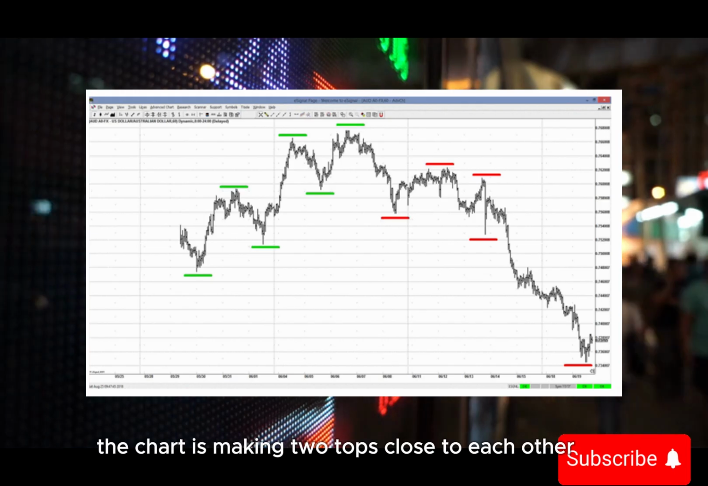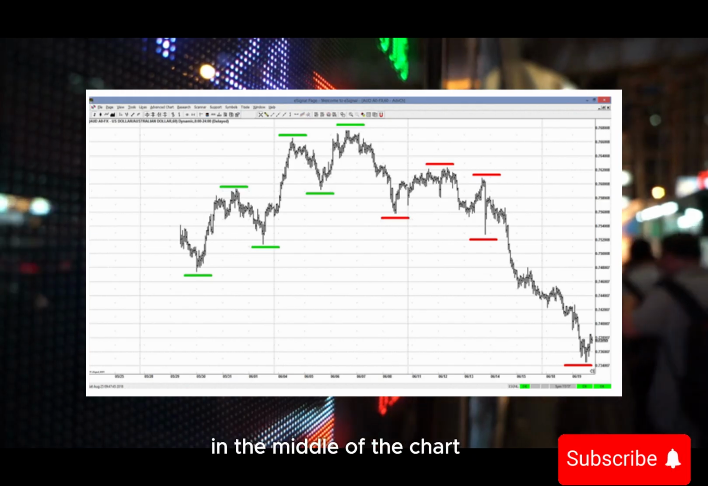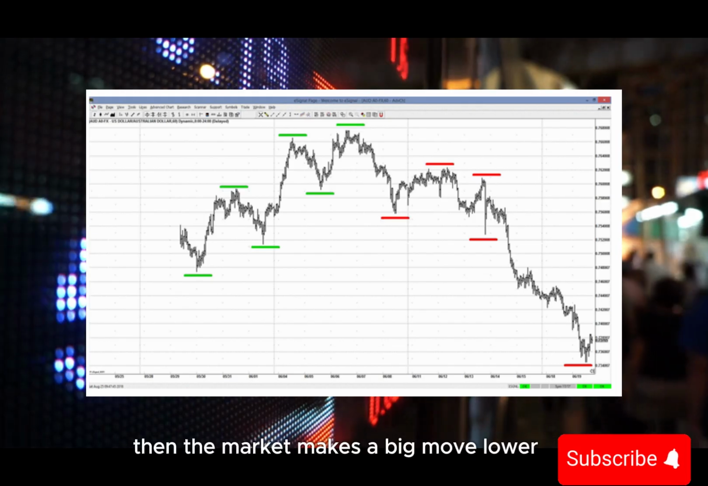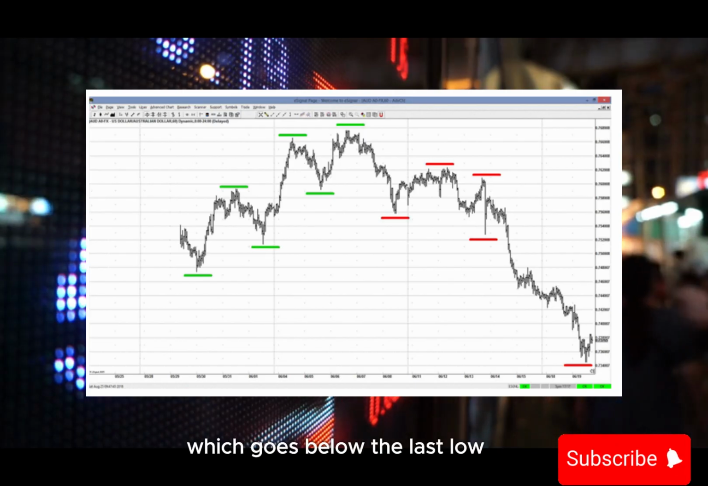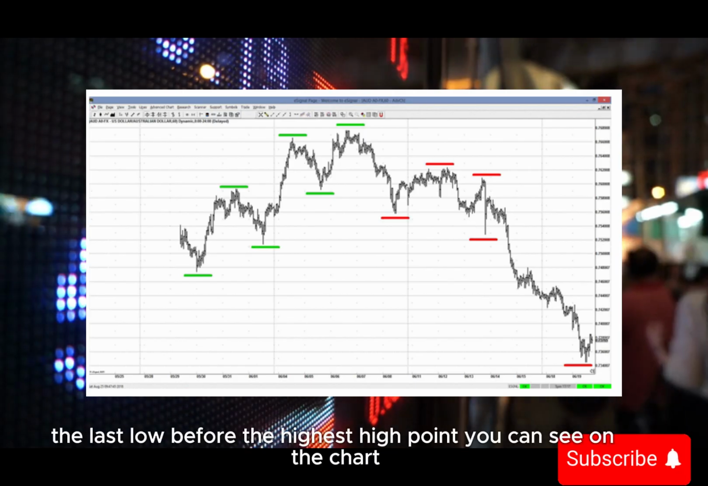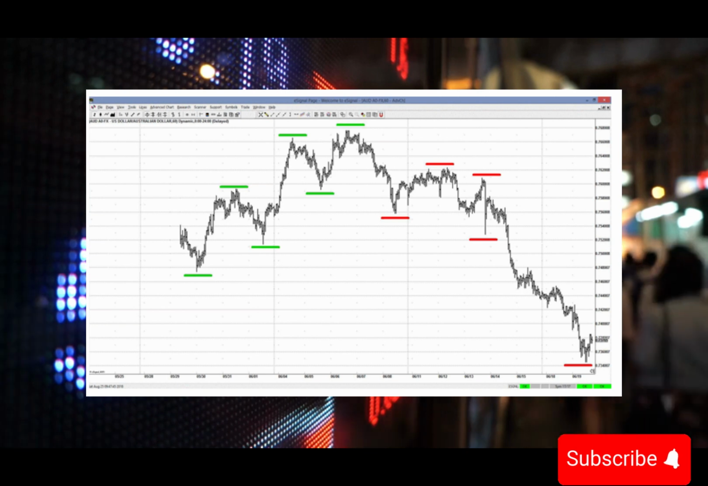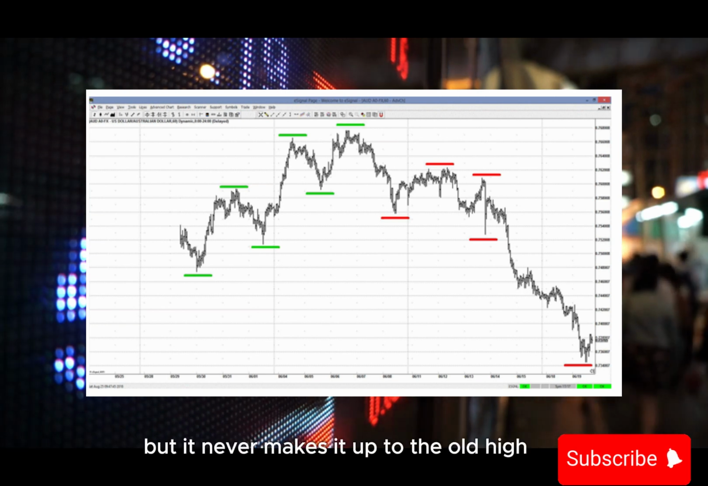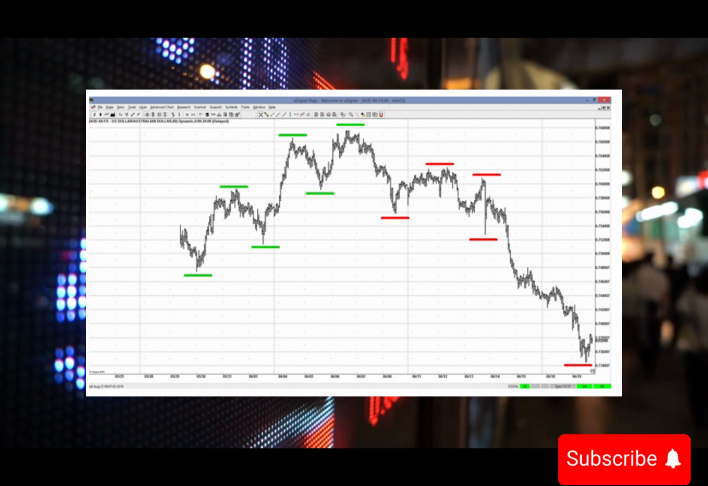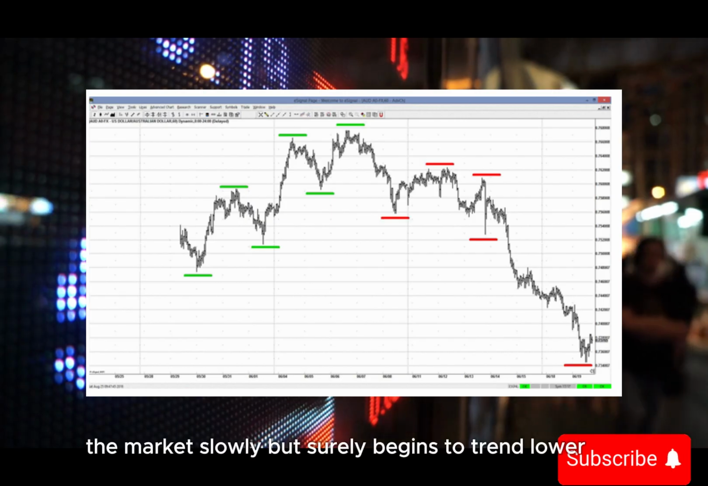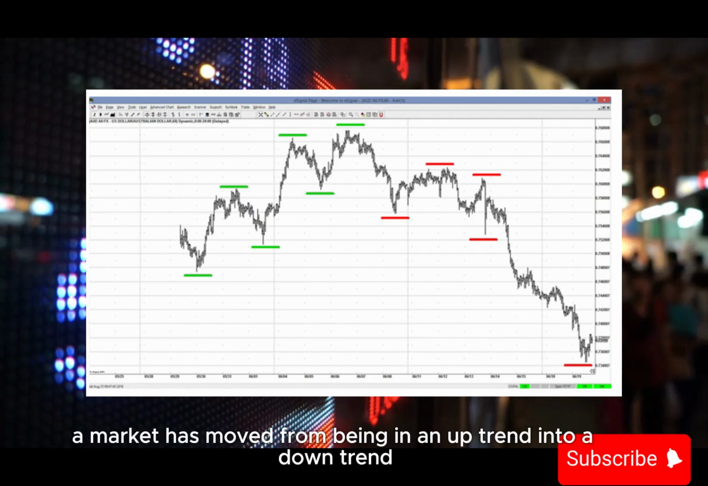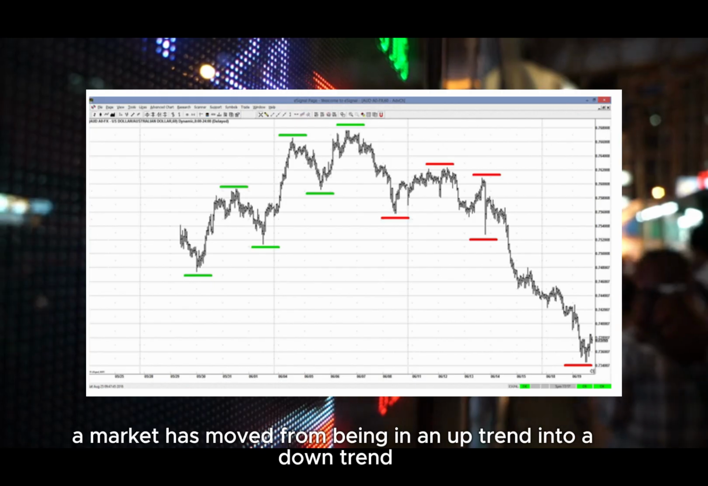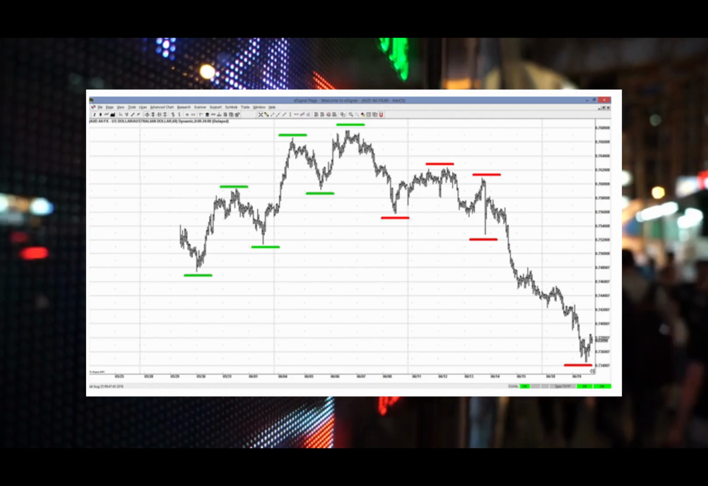The chart is making two tops close to each other in the middle of the chart. Then the market makes a big move lower, which goes below the last low before the highest high point you can see on the chart. Then the market begins to trade sideways, but it never makes it up to the old high. The market slowly but surely begins to trend lower. A market has moved from being in an uptrend into a downtrend.